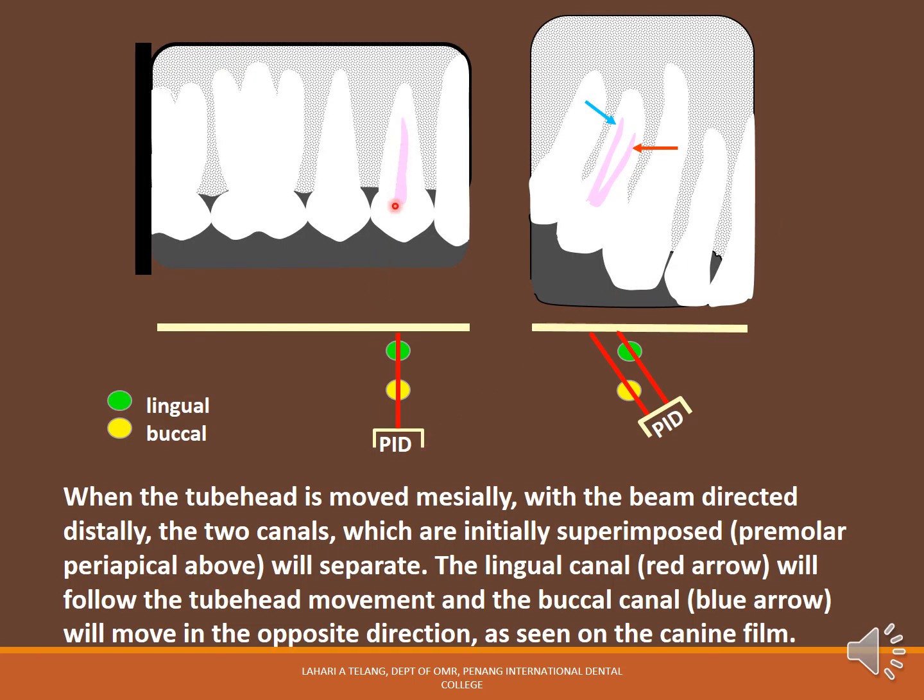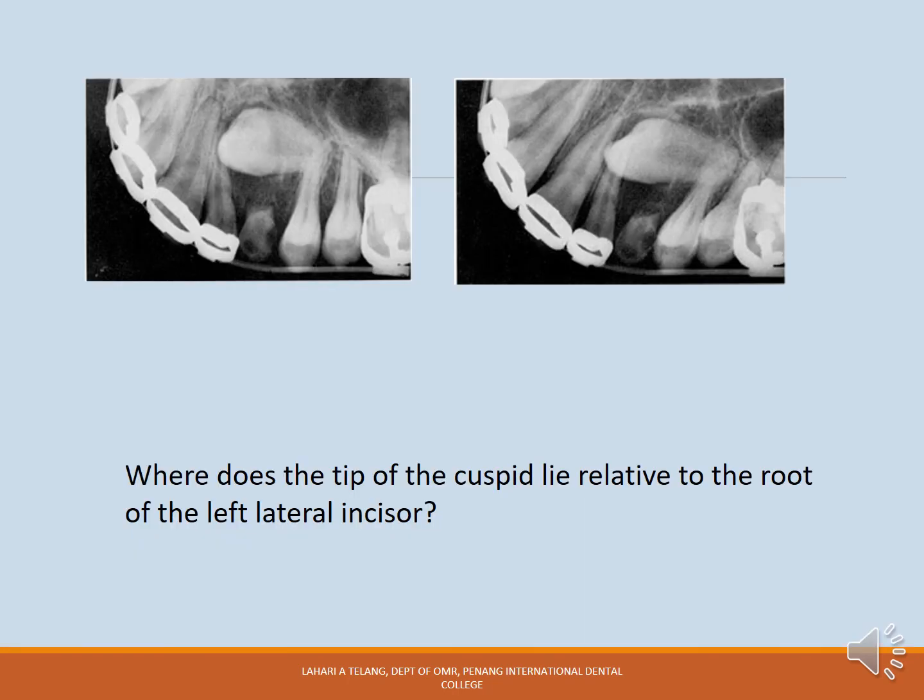So when you have two canals which are superimposed over each other, you shift. The one which moves towards the X-ray machine side is the lingual canal, and the one which moves away from the X-ray machine side, or in the opposite direction, is the buccal canal. Let's do an exercise with this concept. A small little exercise where you see that this is the first image taken.